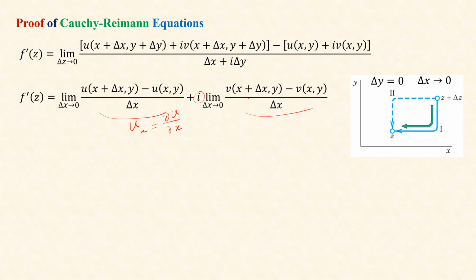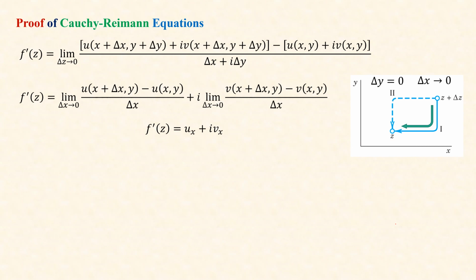And this one is the partial derivative of v with respect to x, so del v over del x. So this f prime becomes ux plus i vx, right?